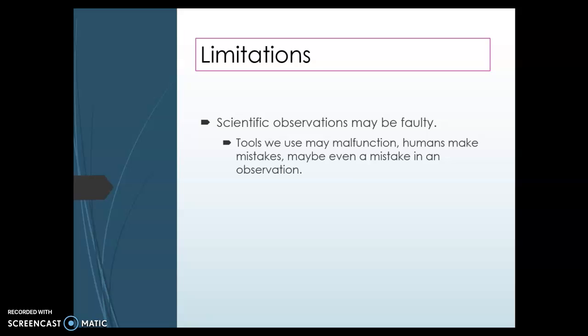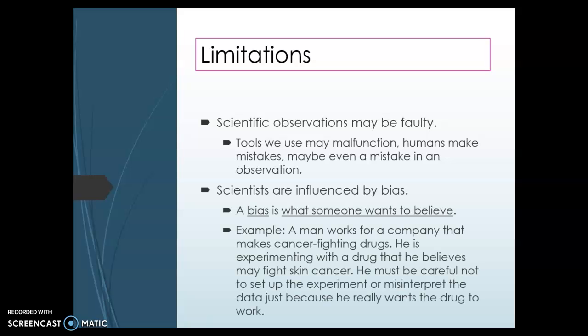Some other limitations that science has: scientific observations may be faulty. The tools that we use may malfunction, or humans may make mistakes, like me if I mishear you, or maybe even a mistake is made in an observation or in recording data. Also, scientists are influenced by bias, and a bias is what someone wants to believe.